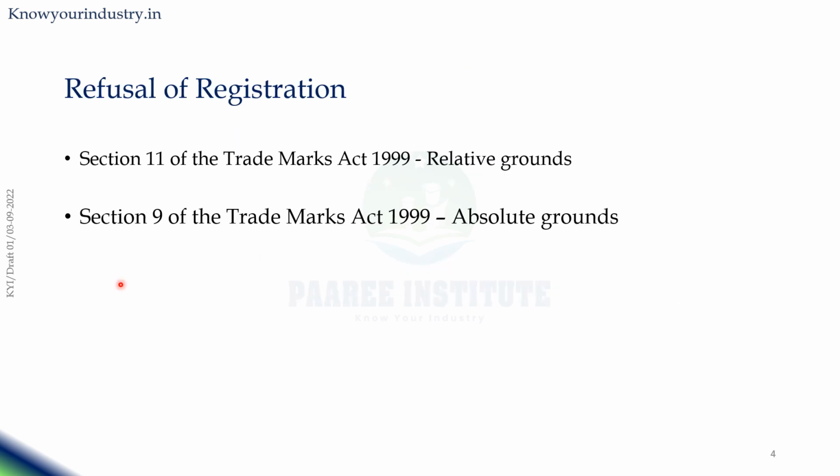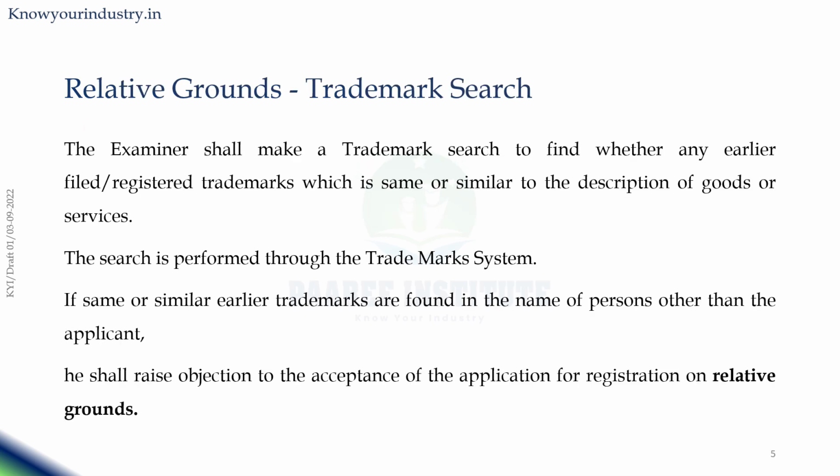The grounds for refusal of registration of a trademark can be dealt with under two categories under the Act. Absolute grounds for refusal of registration under Section 9. Relative grounds for refusal of registration under Section 11. Relative grounds. The examiner shall make a trademark search. The trademark search is performed through the trademark system or trademark registry system.